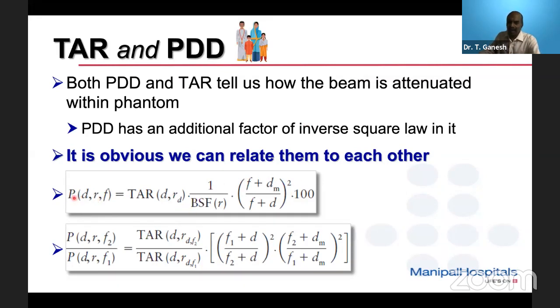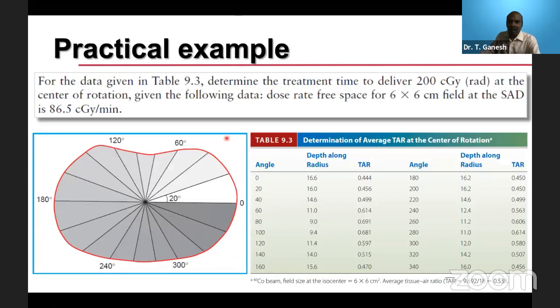So PDD and TAR are related to each other by this equation. And also you can go from one SSD to another SSD. Earlier that was the Mayneord factor. In addition to that, if you use the ratio of tissue air ratios, then the Mayneord factor overestimation can be brought under control. How tissue air ratio can be used, we can see in a practical example.